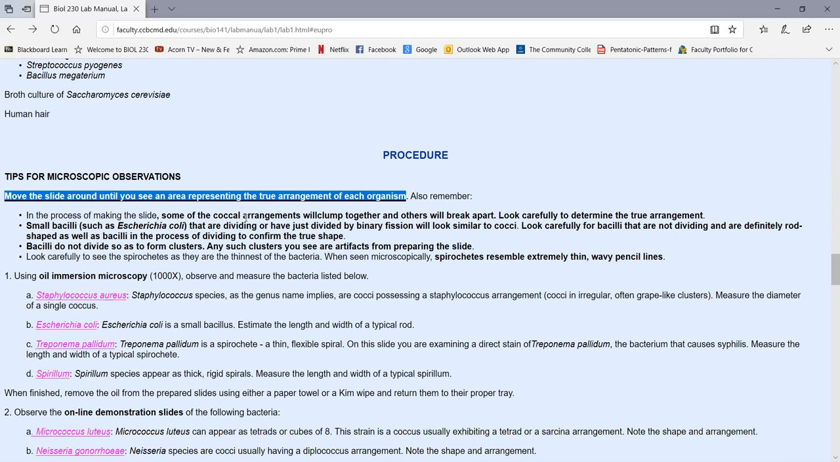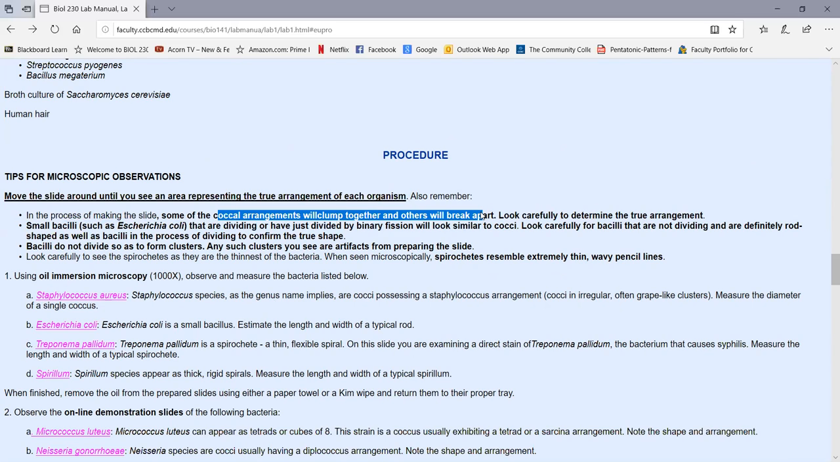Keep in mind that some of the coccal arrangements will clump together. And that's not a staphylococcus, it's a clump. Every slide, whether it's a Vibrio or a bacillus or a coccus, has clumps where bacteria simply don't separate when you smear the bacteria on the slide. And some of the arrangements break apart, so again, you have to look carefully to find the true arrangement. And remember that small bacilli, when dividing, might look like a coccus.